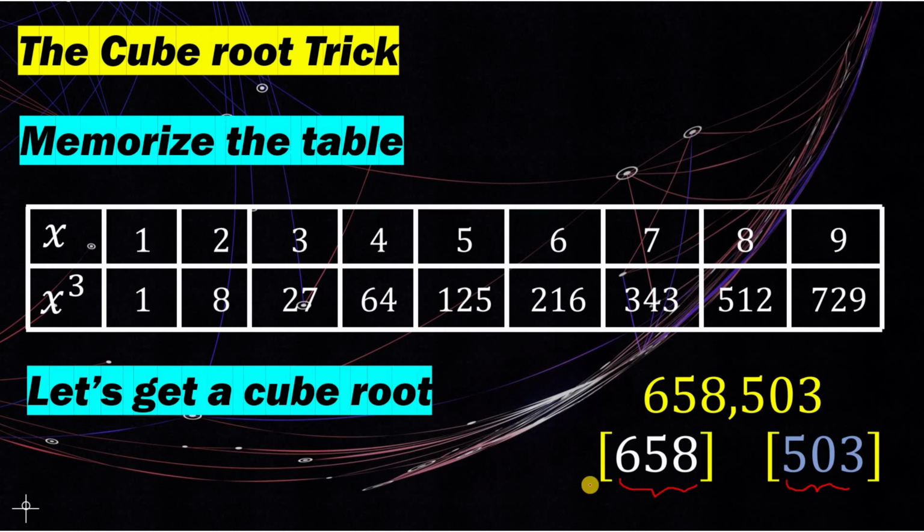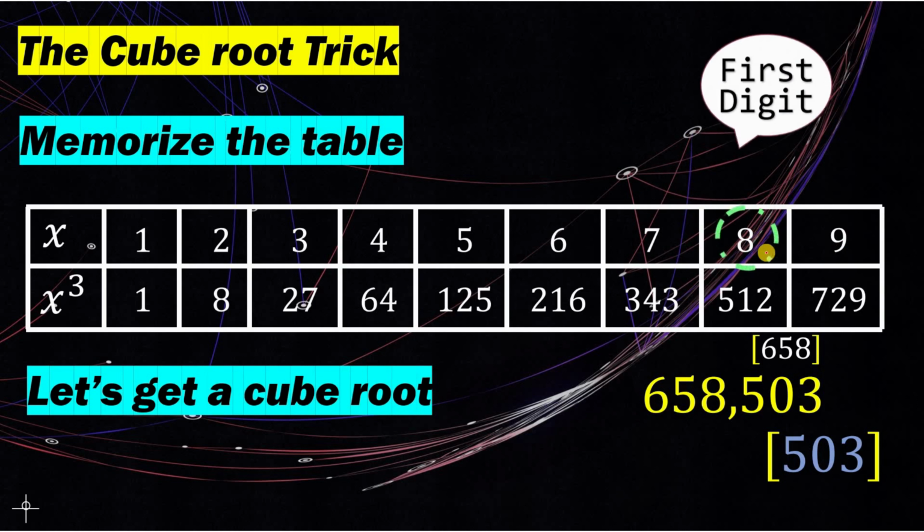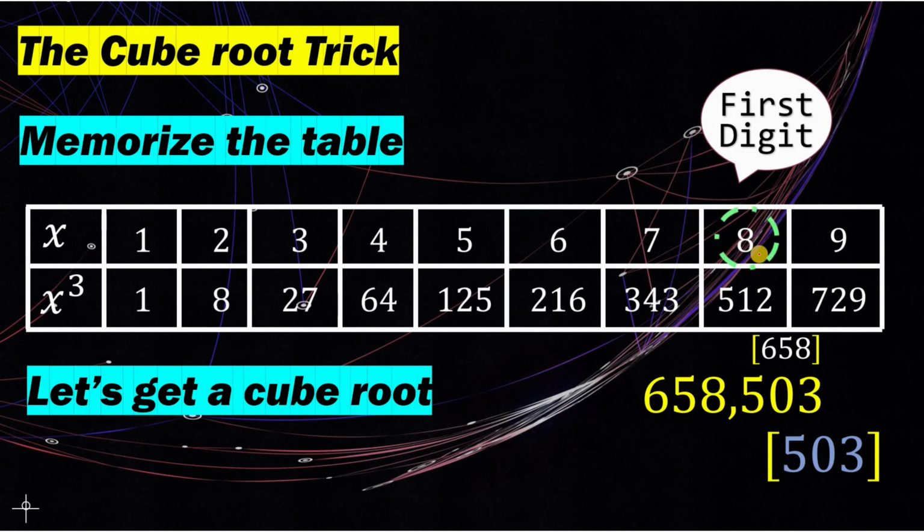Now, the first digit of the cube root comes from the first three digits of the number, which is 658. Now, notice in this table, 658 is between 512 and 729. Now, always choose the smaller number. So it's either 8 or 9, but in this case, always choose the smaller number. So let's choose this 8. This 8 is the first digit of our answer.